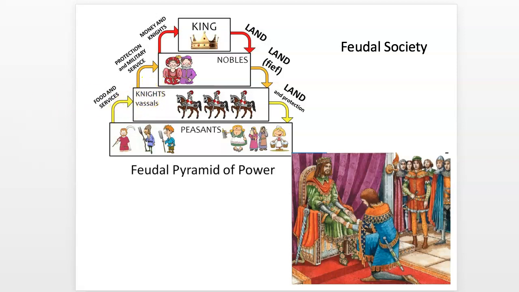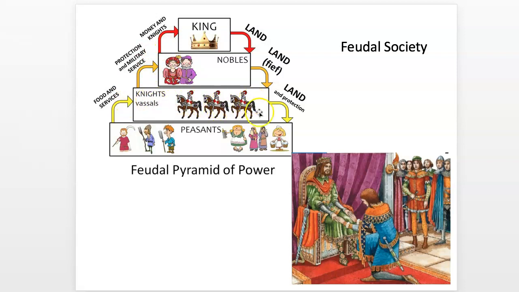The vassals, or knights, are sort of the war band for their lords. They serve and protect, and they get land for themselves in exchange. So the nobles are giving money and their armies to the king. The king gives them fiefdoms, and then they give land down to their knights and vassals, who give back military service to the war bands. So the king is taking taxes basically from the bottom up the whole way.